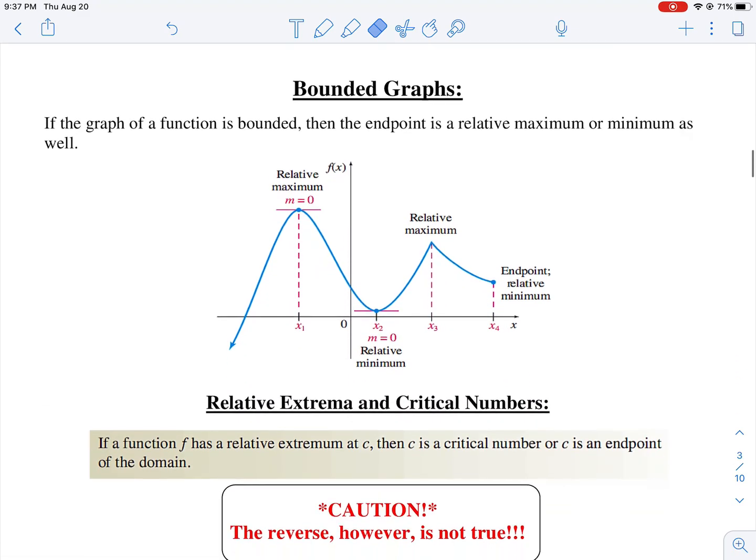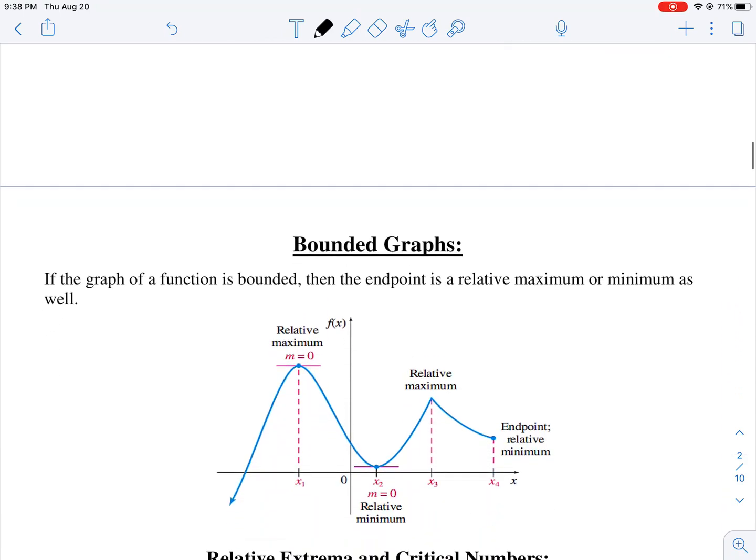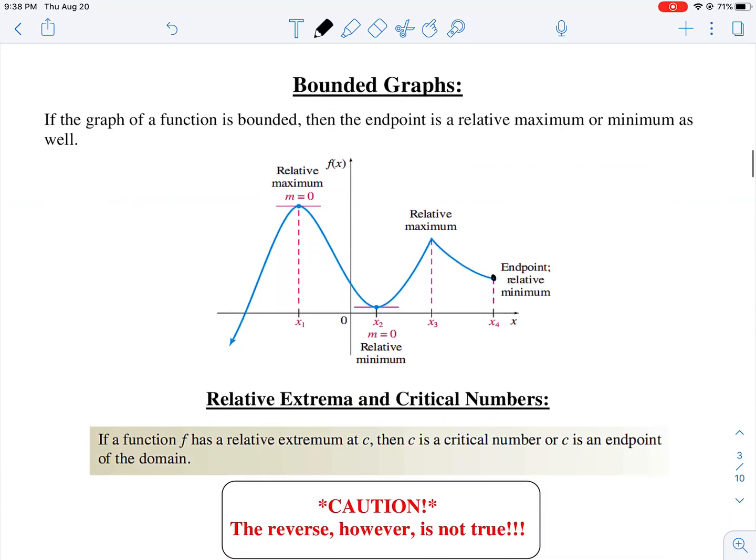So it says here, if we have a bounded graph, you might have noticed on this graph that both of the endpoints are arrows. That means it's going to keep going down forever and then keep going up forever on the right side. But if I have a bounded graph where the endpoint ends, there's a solid ending point, I can say that the endpoint is also a relative maximum or minimum.